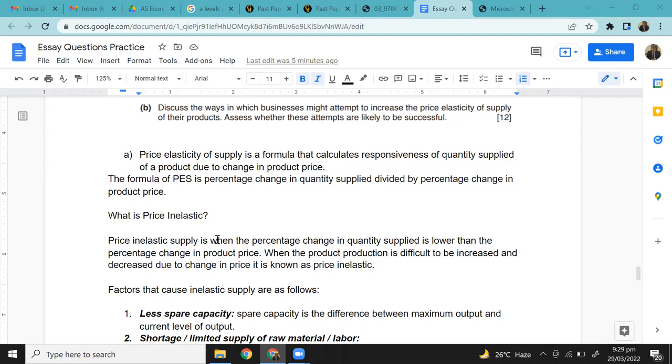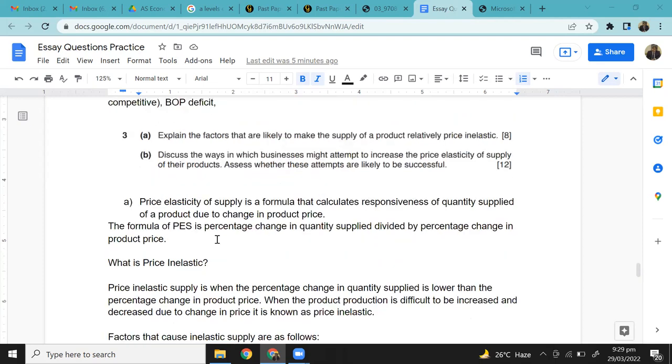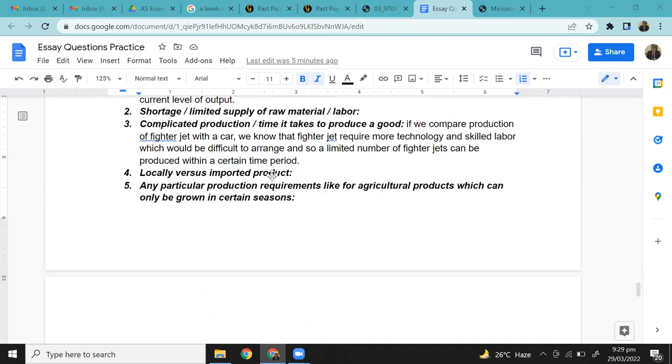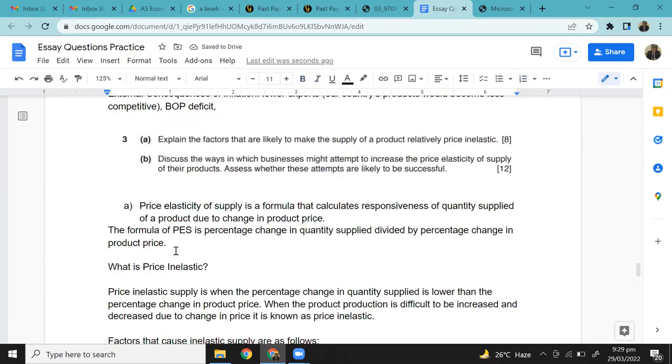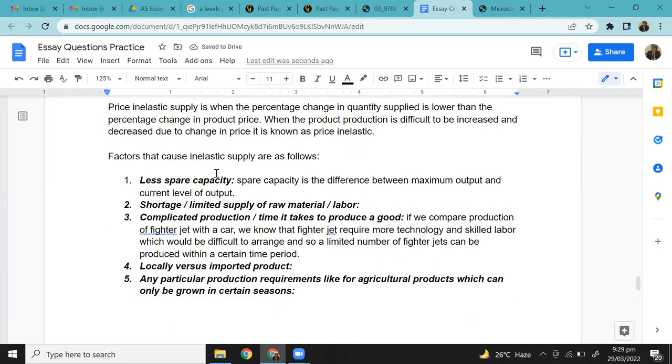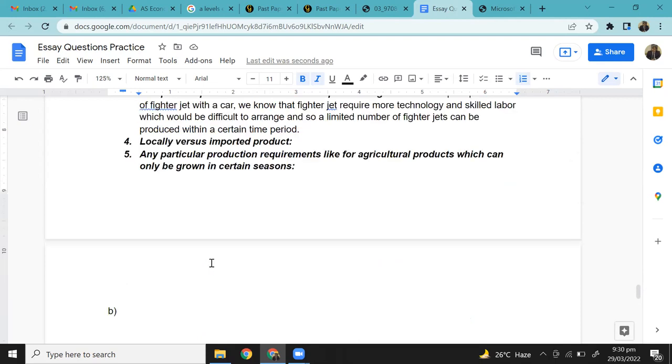Okay, so discuss the ways in which businesses might attempt to increase the price elasticity of supply of their products, and assess whether these attempts are likely to be successful. So all you have to do in the B part is comment on how you can work around these problems: how you can fix less spare capacity, and how you can get rid of shortage or limited supply of labor or raw material, and so on and so forth, right? So let's get started here quickly.